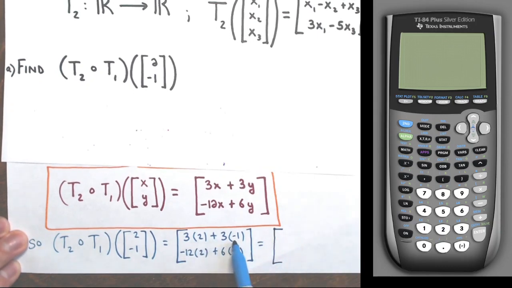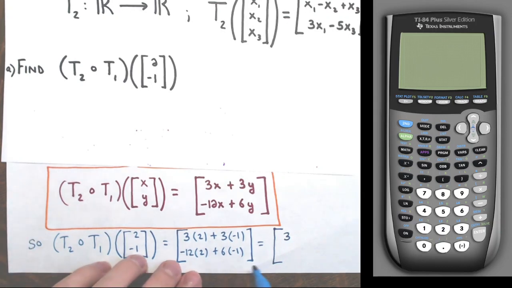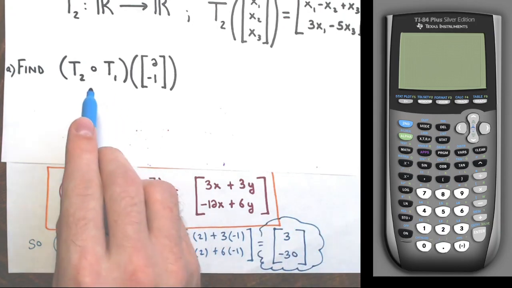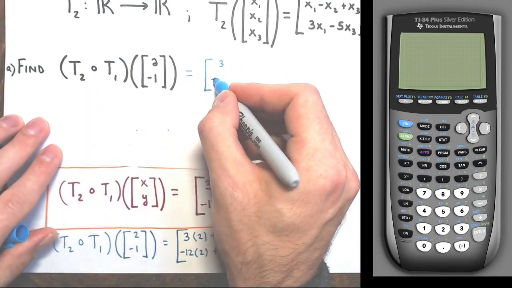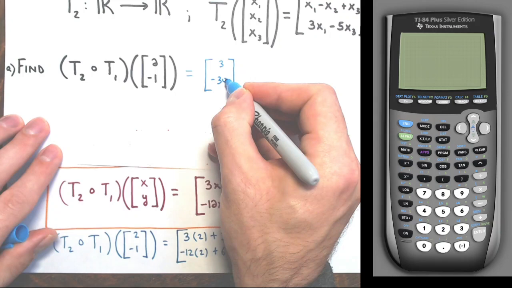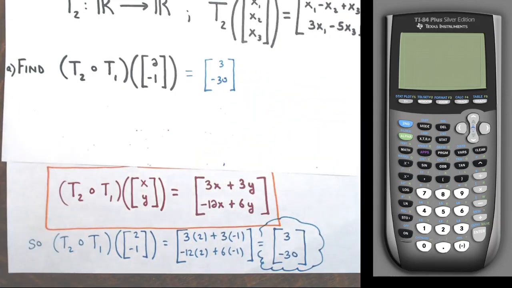And then simplifying these, 6 plus negative 3 is 3, and then negative 24 minus 6, negative 30. This would be what was being asked for, right? This vector 3, negative 30, I'll put that up here as well, the vector 3, negative 30 from R2, right, with 2 components. All right, so that would be one way to go about it.